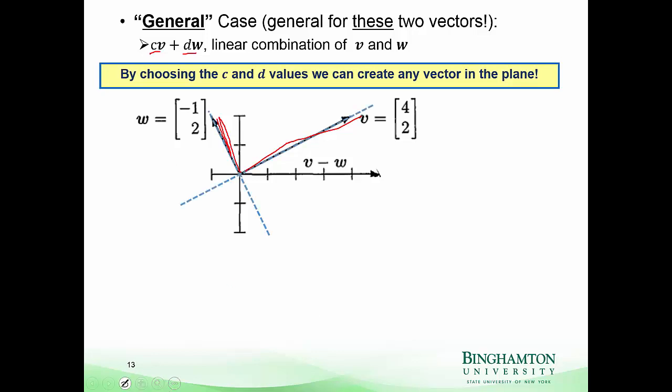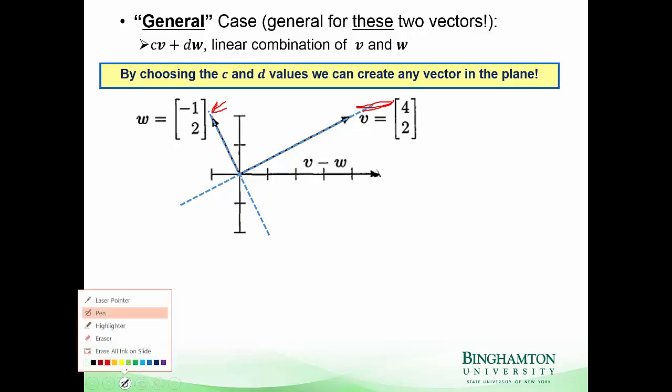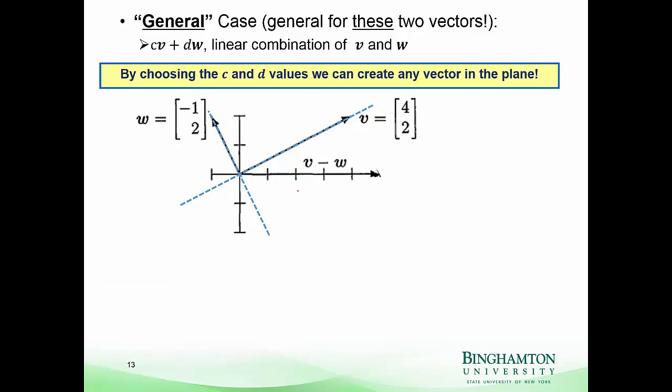Let me clear off those lines for a second. So these blue dashed lines show you the lines upon which I can create any scalar multiple of v will lie somewhere on this line, and any scalar multiple of w will lie somewhere on this other dashed line. And so if I properly pick my c and my d, I can pretty much get anywhere.